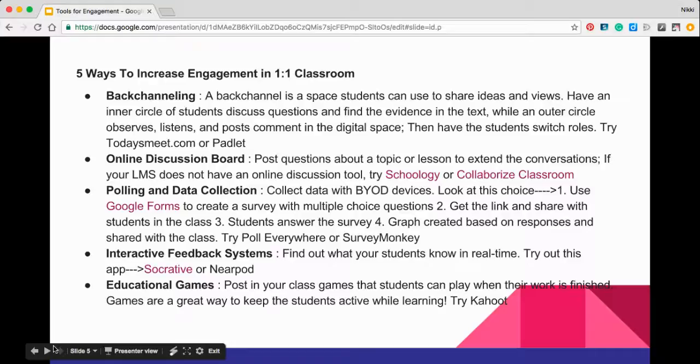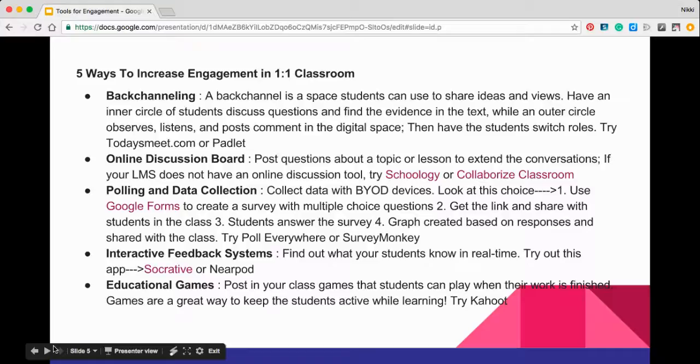Educational games. That's kind of self-explanatory. You can post games in your class that students can play when their work is finished. Games are a great way to keep the students active while learning. And Kahoot is one of those tools that helps incorporate educational games into learning.